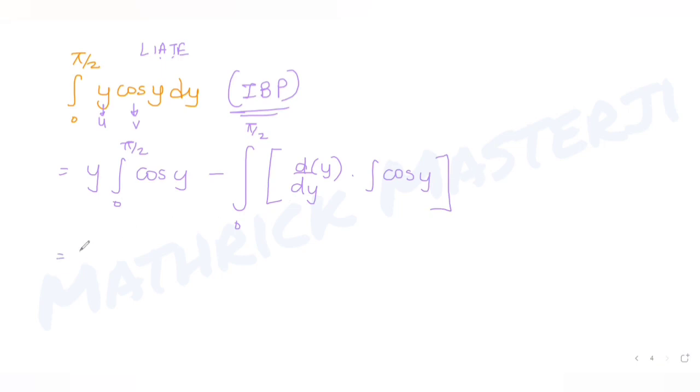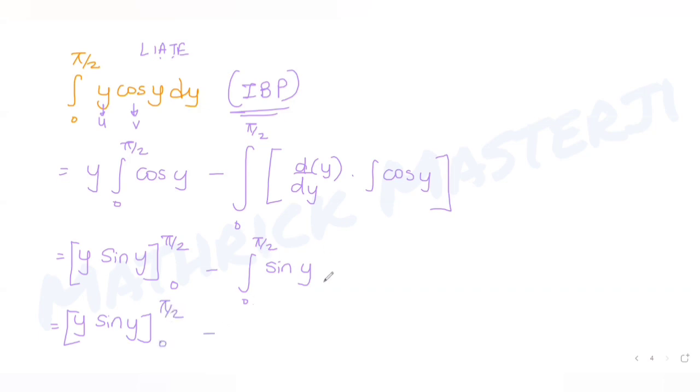So if I use this y, the integral of cos y is sin y, with limits from 0 to pi over 2, minus here I get the derivative of y which is 1 and the integral of sin y. So I get y sin y from 0 to pi over 2, minus, the integral of sin y is minus cos y, with limits from 0 to pi over 2.